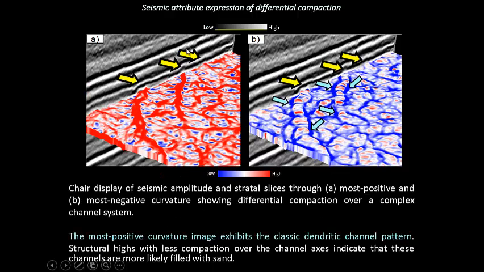I'm showing you some more examples from the positive curvature. Notice what the differential compaction looks like on the positive curvature, which otherwise on the incised channel would have given you the two levees. But here it is showing you the compaction, the top of the compaction. And the negative curvature is essentially showing us the edges of the channels.